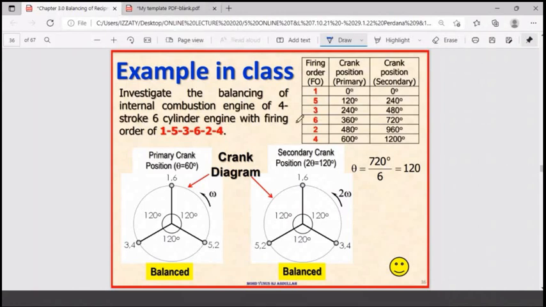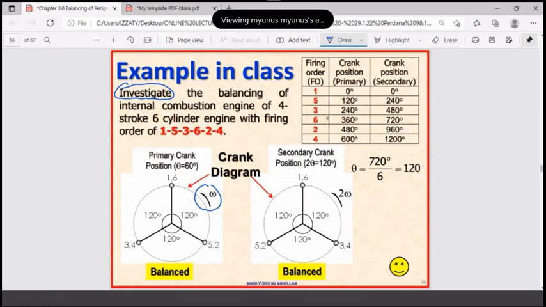Okay, let's see now. They are asking to investigate because we do not know what the magnitudes will be, just to say whether it's balanced or not. Investigate the balancing of the internal combustion engine, a four-stroke engine with 6 cylinders, with firing order 1, 5, 3, 6, 2, 4. The direction will be counterclockwise for your seats. I'm going to solve this one.